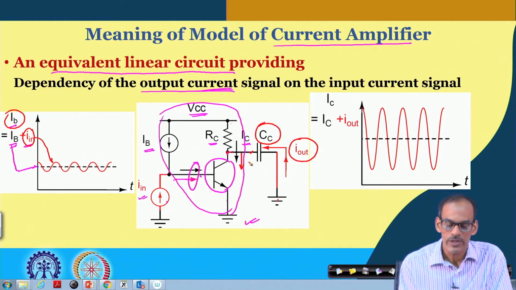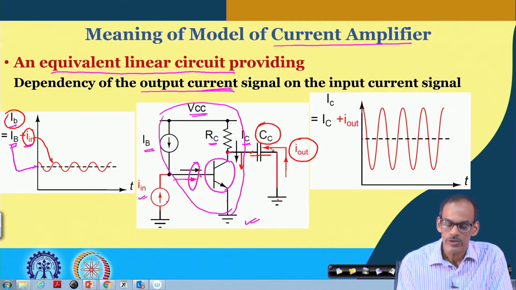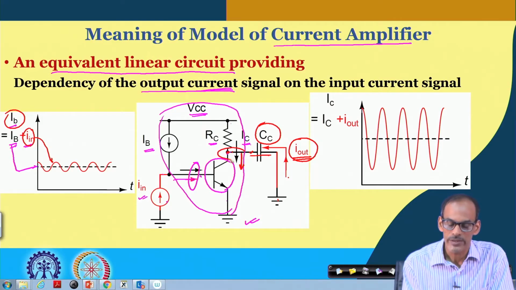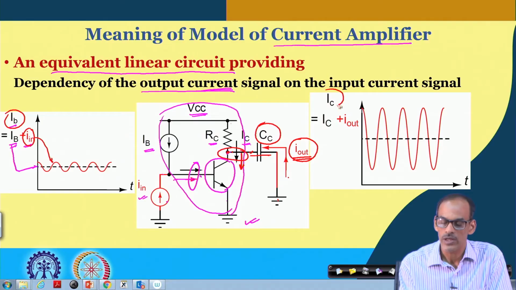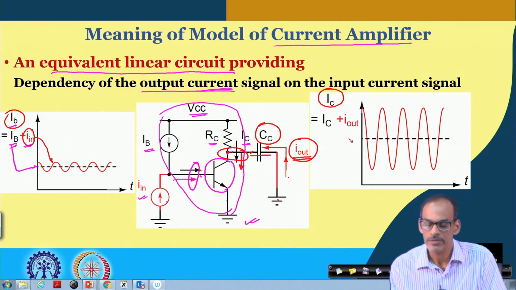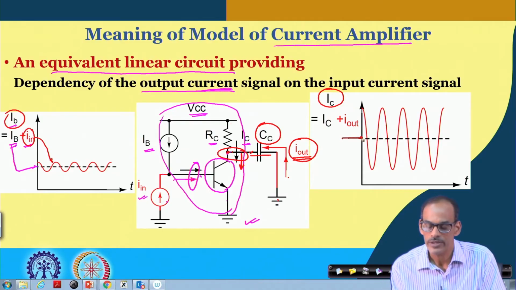For a time varying signal, whether it is current or voltage, we can think of this capacitor as essentially working as a short. So, the current we will be observing here is the variable part of the collector current, which we may call small i out. The collector current here, the total current, has a DC part.